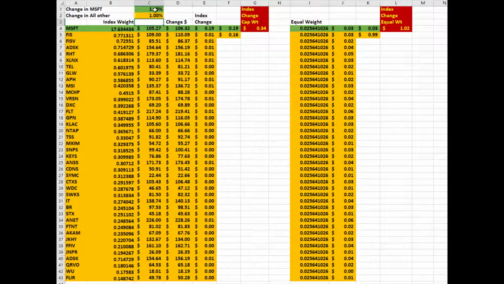Now I'm going to show you what happens if the stocks other than the heaviest weighted stock in the index go down. So we're going to let Microsoft go up 1%, and we're going to let all the others go down 1%. And what you see is that the total impact still only created negative 16 cents, and the index change of the cap-weighted index is still up 3 cents. 39 stocks went down 1%, but the cap-weighted index is still up. If you look on the right, you'll see that the equal weight index is down 97 cents. That gets your attention. So we're going to compare these two.